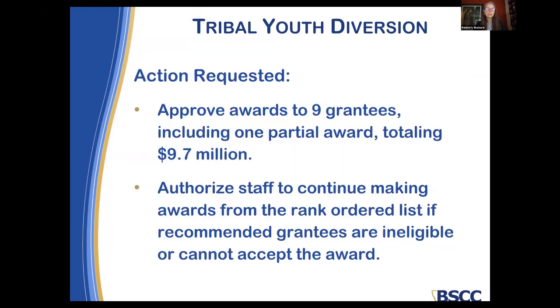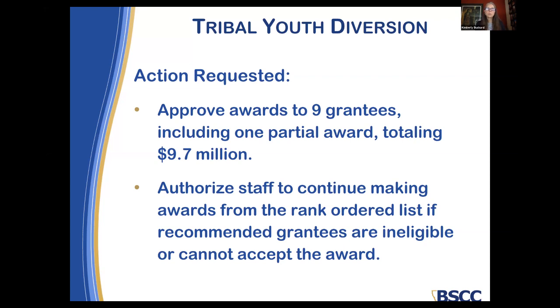So, okay, with this item, I went ahead and put the requested action on a slide again, just so that it's easy to look at. And what we're asking for here is your approval to award to 9 grantees, including 1 partial award, an amount totaling $9.7 million. And then also to extend the authority to staff, as we saw in the last item, to allow us to continue making awards from the rank ordered list if recommended grantees are ineligible or for some reason cannot accept the award.